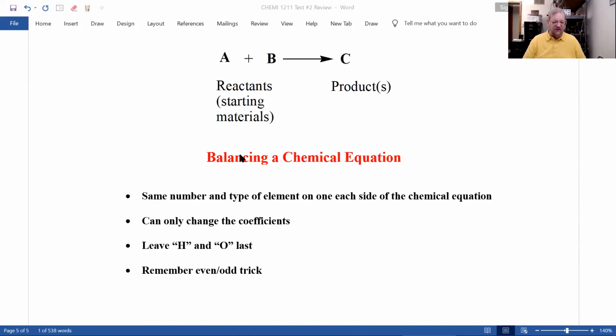And I taught you, when you're balancing a chemical equation, you have to have the same number and same type of element on each side. I don't know why I have that extra 1 on each side of the chemical equation. And you can only change the coefficients. You can't change the chemical structure. Now, my advice to you is leave hydrogen, oxygen last. And I also taught you in lab and in classroom the even odd trick: if you have one side as a molecule of even number of an atom, the other odd, how to deal with that.